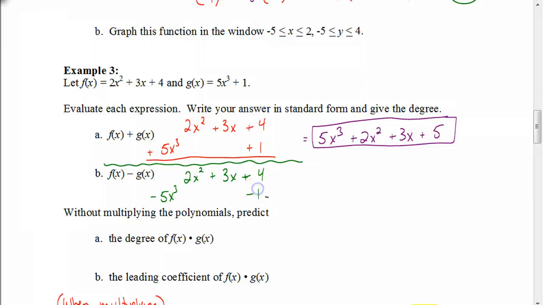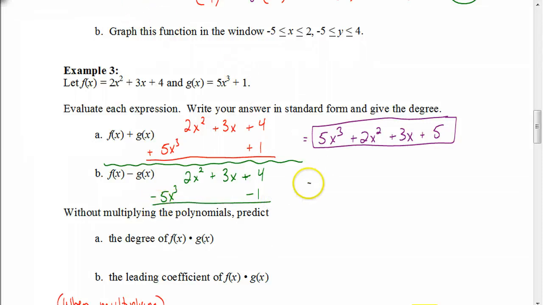So I'm going to write this as minus 5x cubed and minus 1. Now if this had been 5x cubed minus 1 at the beginning, I would still write it as minus 5x cubed, but if I subtract a negative 1, I would change it in that case to a plus 1. But that is not what we're working with here, so we would be subtracting 1.